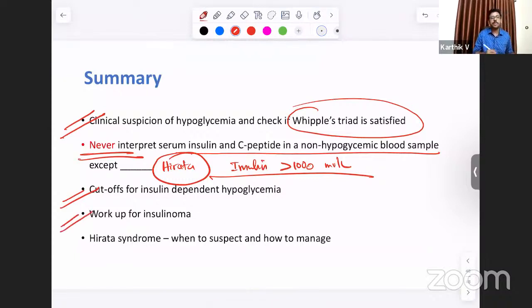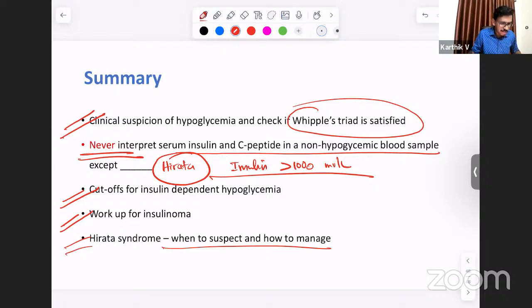Then how do you work up for insulinoma, right from the basic investigations to your fast, interpreting the insulin and C-peptide levels, and finally going on with the imaging. And Hirata syndrome: when to suspect and how to manage. Especially when you get serum insulin of more than 1000 or three-digit levels, you should think of Hirata syndrome, and you should always look for the culprit drugs, autoimmune conditions, and malignancies. Okay, so I think that's it from the discussion. Any questions you can type in the chat box. I'll be happy to answer.